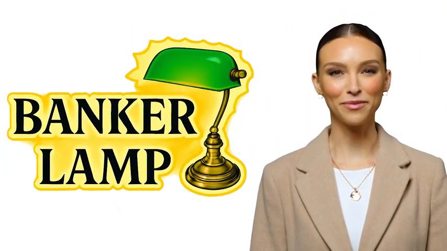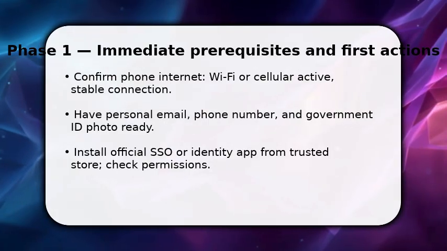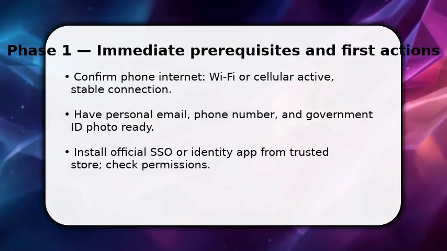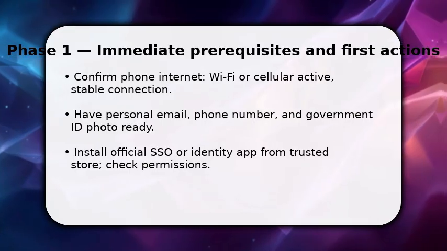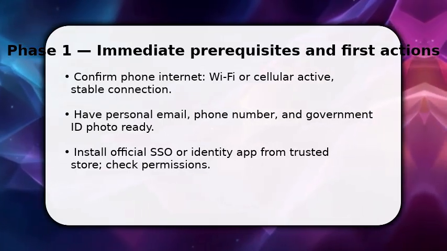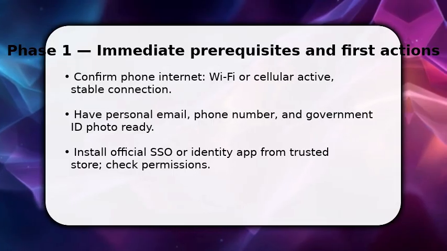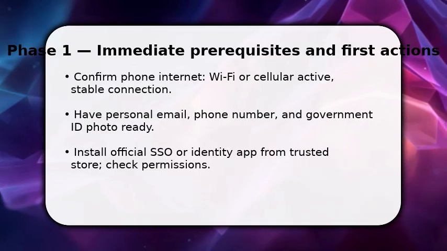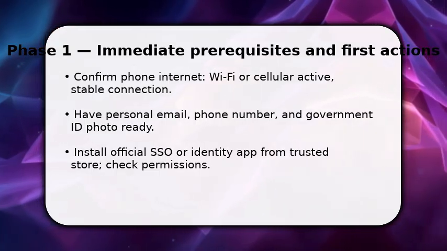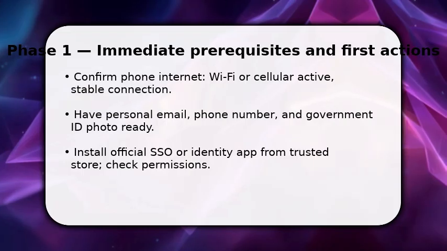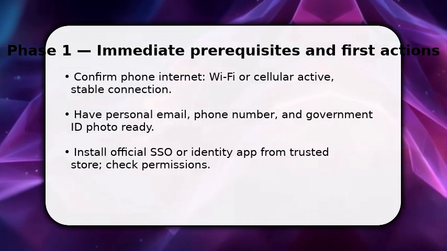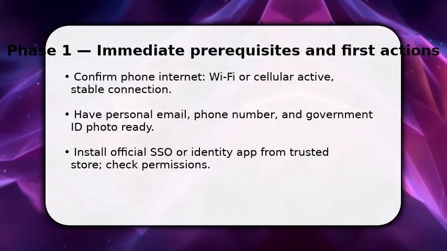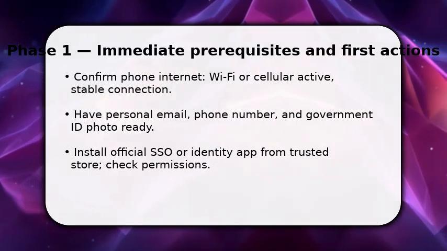Please enjoy the video. You begin by preparing essentials, so do this now. Make sure your phone has a stable Wi-Fi or cellular connection and that you have your email, phone number, and ID photo ready. Open the official SSO app or the verified government portal in your browser. Once opened, grant only the required permissions like camera for ID capture. You do this to speed the verification step and to avoid interruptions when you start filling forms and uploading documents.